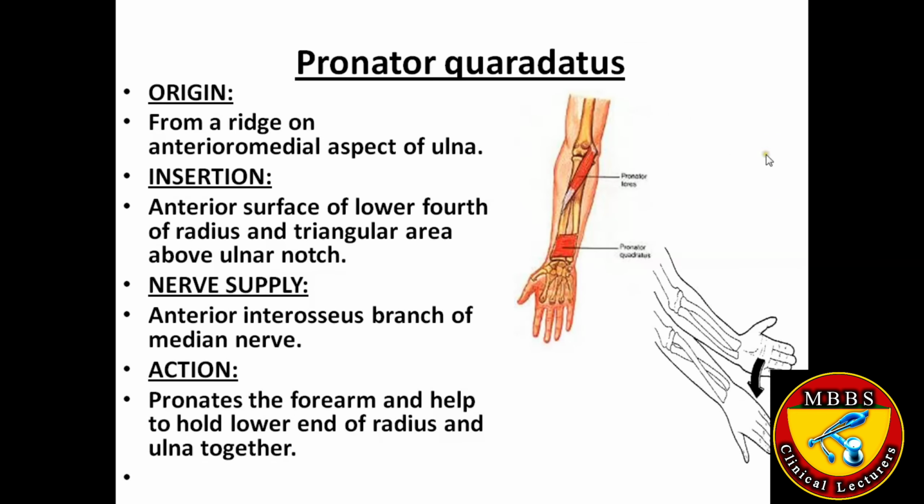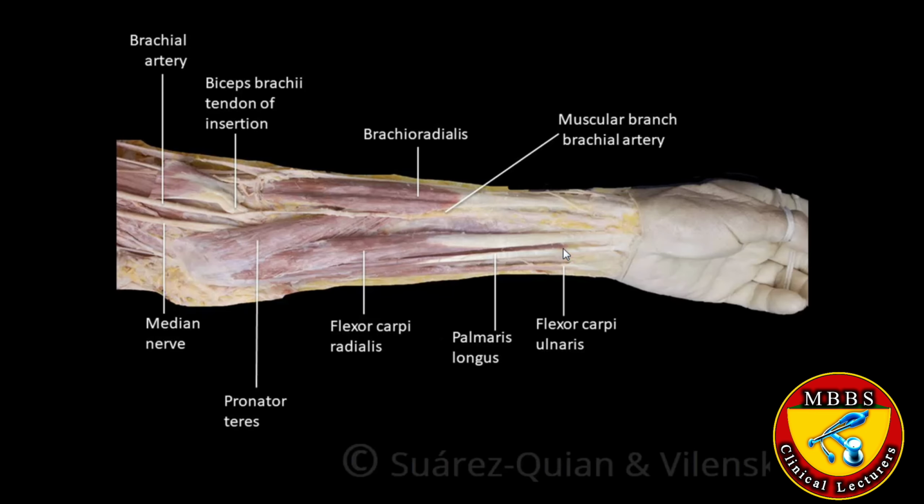The small flattened muscle present in the deepest part of the anterior compartment is the pronator quadratus, a small flat quadrangular muscle present in the lower part of the anterior aspect of the forearm. It originates from the anterior aspect of the ulna and is inserted into the anterior surface of the lower fourth of the radius in a triangular area above the ulnar notch. It is supplied by the interosseous branch of the median nerve, and its action is pronation and helping to hold the lower end of the radius and the ulna during pronation.